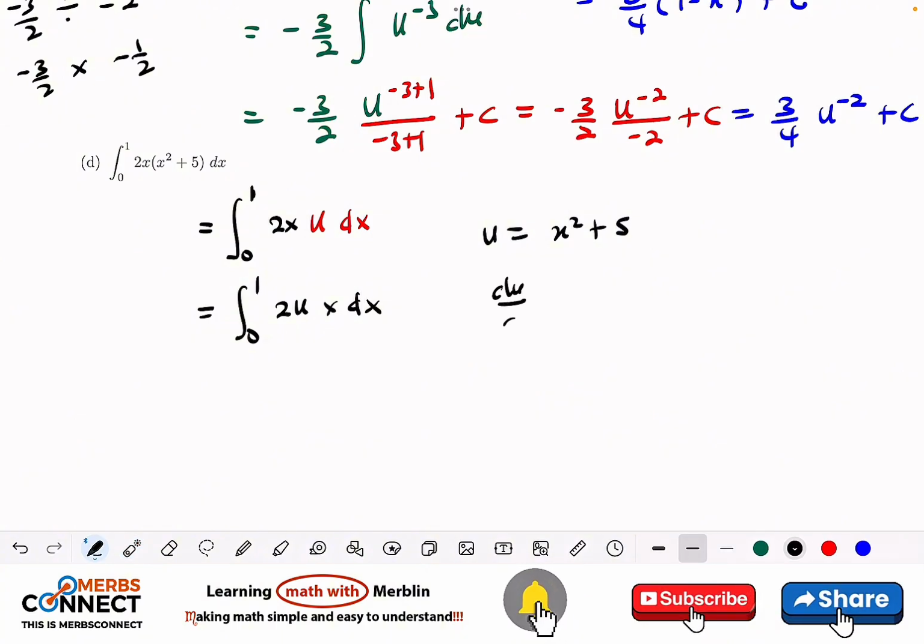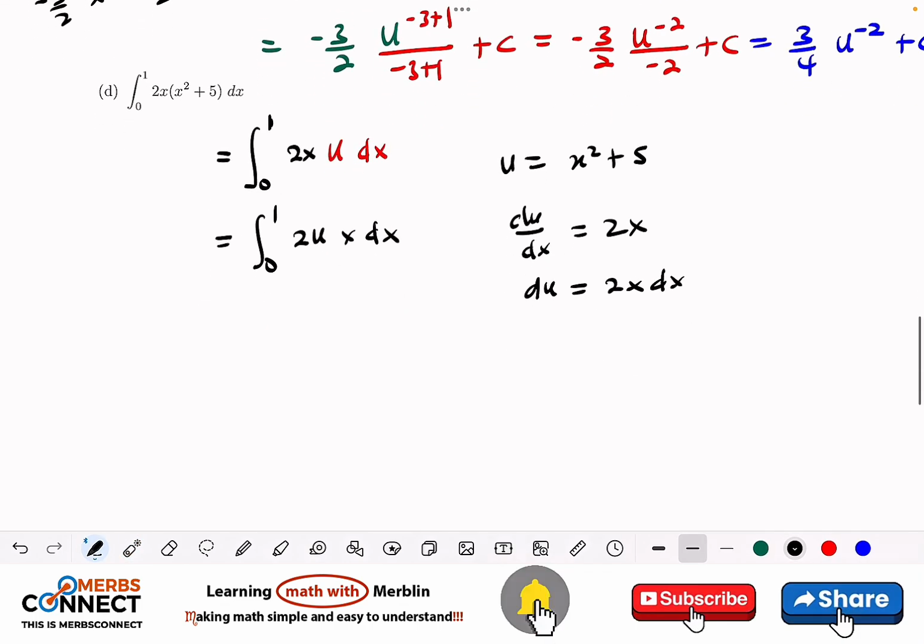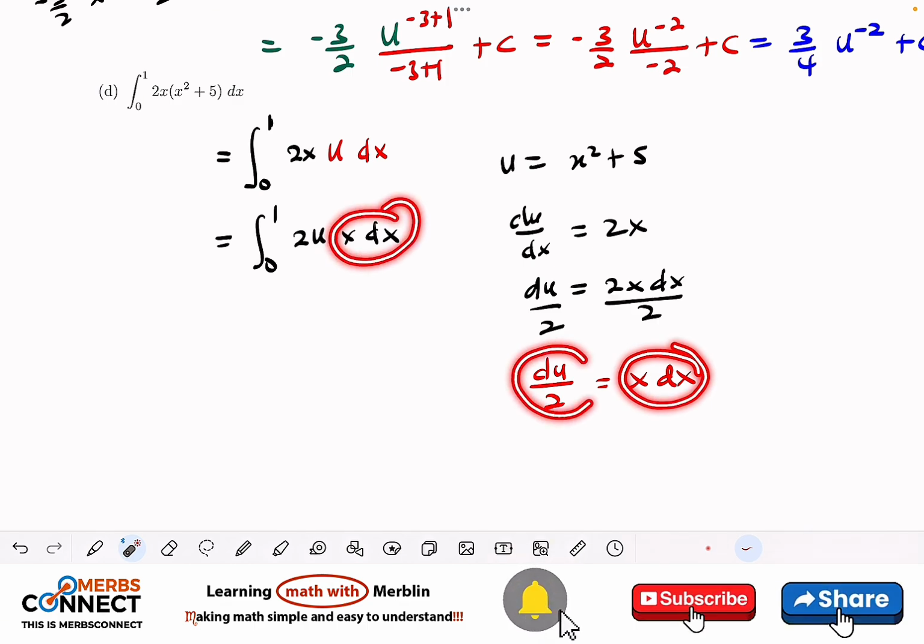So du over dx is equal to 2x, and then what will be du? 2x dx. So I have this one here, I have this one here, so I need to divide by 2, or you can add the 2 to this one, like 2 times x dx, and replace it by du. But if we cannot see it that way, then x dx is here, so I need to divide by 2. So my du over 2 is equal to x dx. So this is here, then I replace it by this.